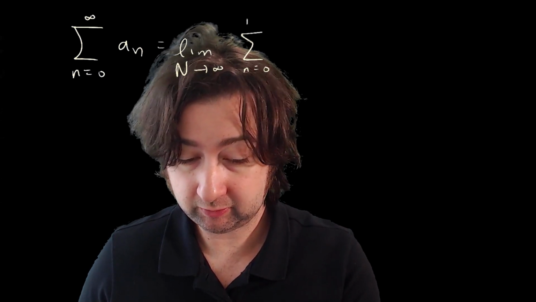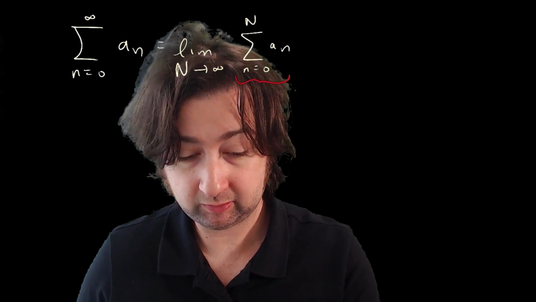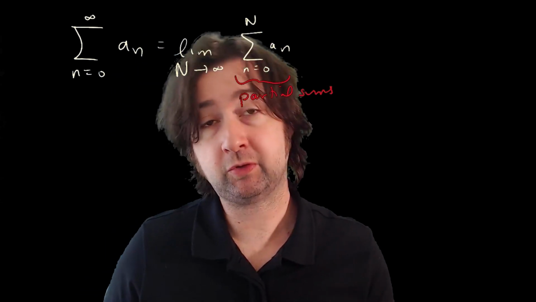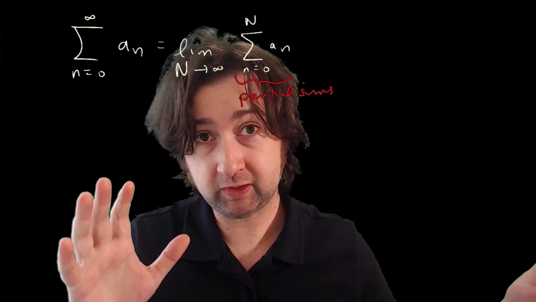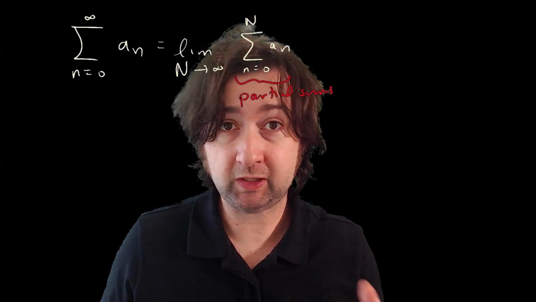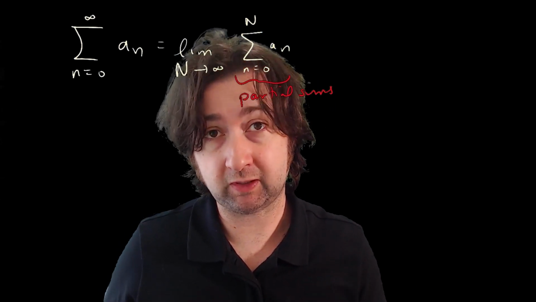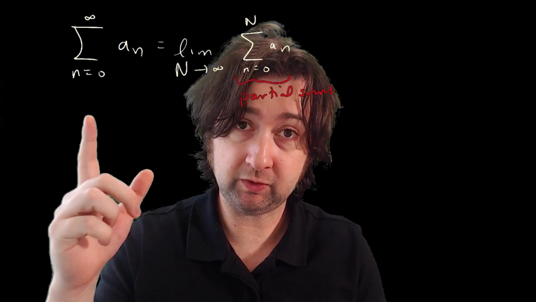What we mean is the limit as capital N goes to infinity of the finite sums from n equals 0 to capital N of a_n. These things are called partial sums. Partial sums are the pieces that stretch out further and further and further to infinity. And the idea is that all of the rules of addition and multiplication work for partial sums because they're finite. It's only on taking the limit that we get something that looks like an infinite sum.